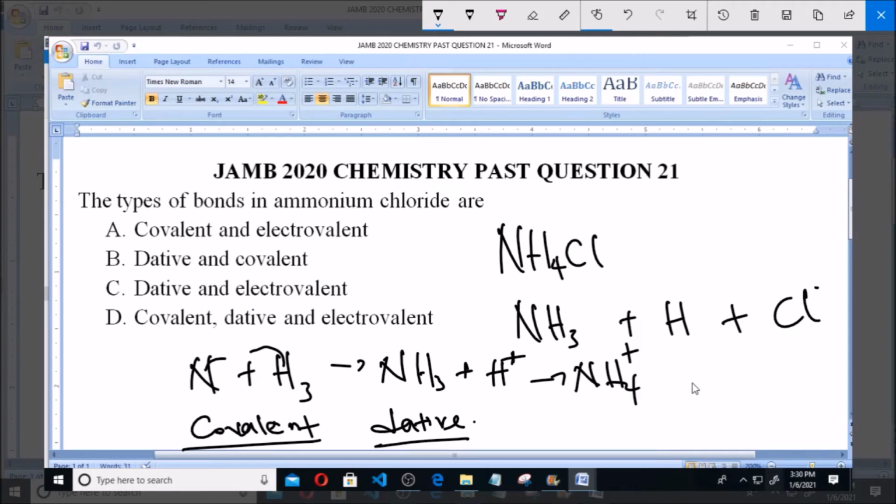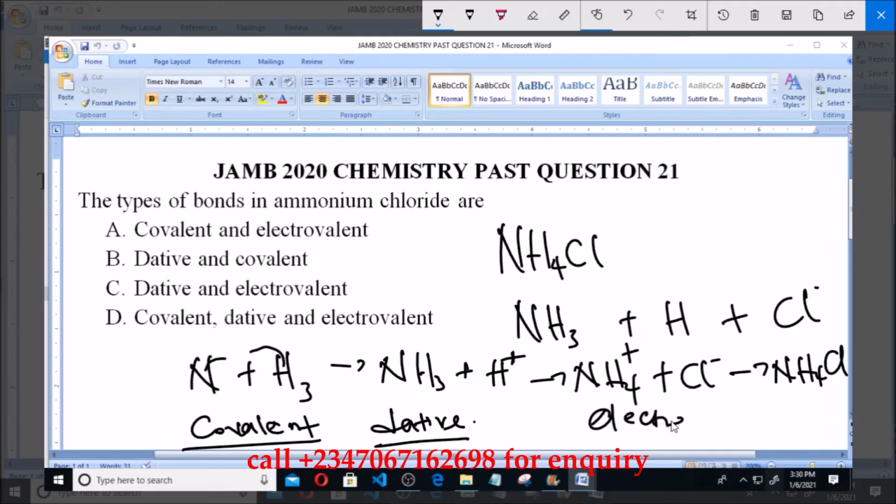Now, ammonium will combine with chloride ion to give ammonium chloride. Now, the type of bond here is known as the electrovalent bond or the ionic bond. This is because the ammonium transfers electron to the chlorine atom, making it to form the ammonium chloride. So the transfer of electron is an electrovalent bond.